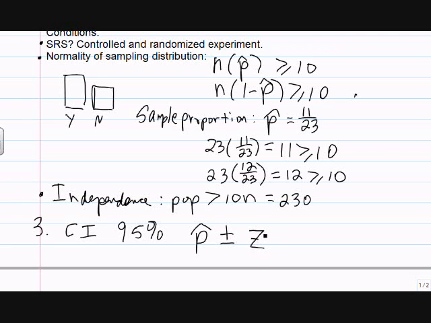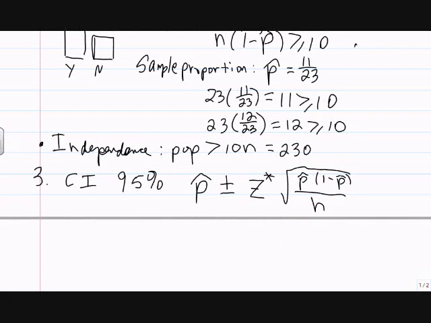We're back to critical Z's now. My standard error for the proportion is going to be p hat times 1 minus p hat divided by n. And we did that when we were doing sampling distributions.